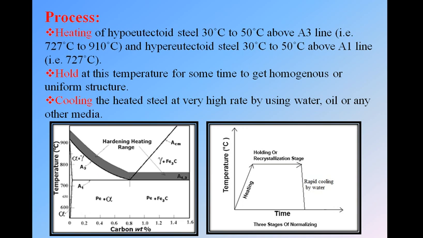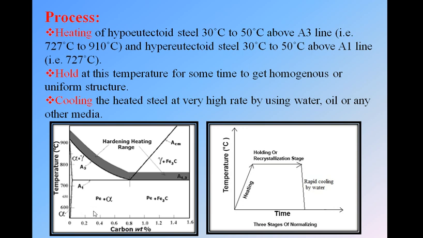Here also we again have three things, that is the process. We have heating a hypoeutectoid steel. Hypoeutectoid means from 0 to 0.8, this is hypoeutectoid steel. We heat the steel above this A3 line by 30 to 50 degrees Celsius.